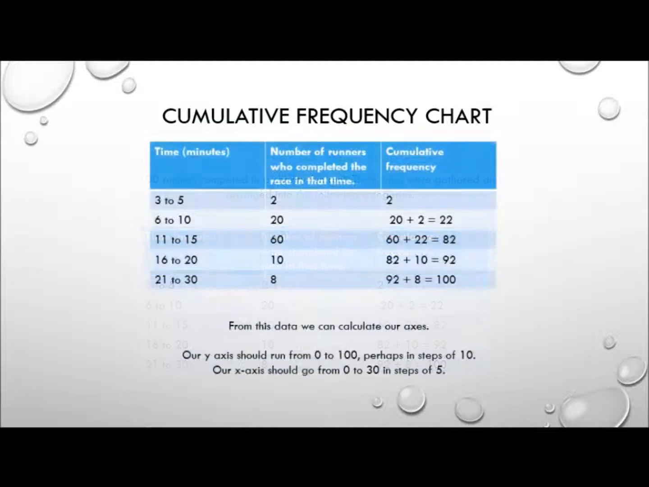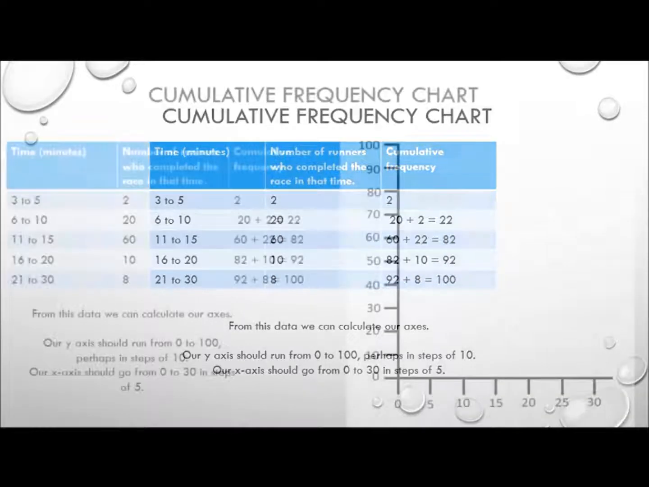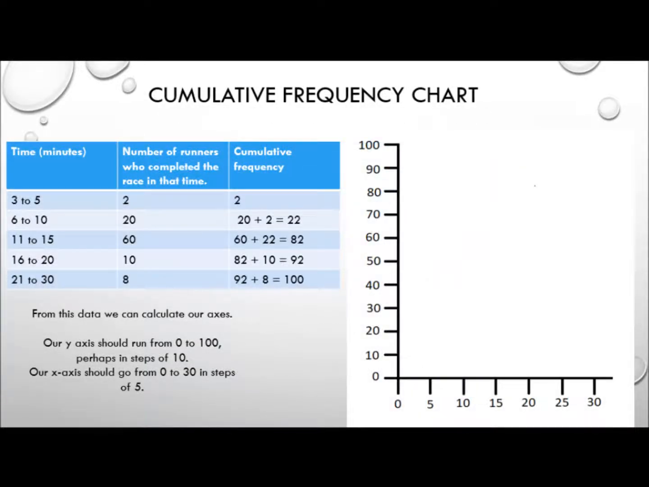So from this data we can figure out our axes. Our y-axis should probably run from 0 to 100, perhaps in steps of 10. Use your best judgment as to what you think will most accurately represent the data without getting too cluttered. And our x-axis should go from 0 to 30 in steps of 5. Again, that is a judgment call. Use your best judgment as to what you think on your chart will make the best graph. In which case your axes will probably look a little bit like this.